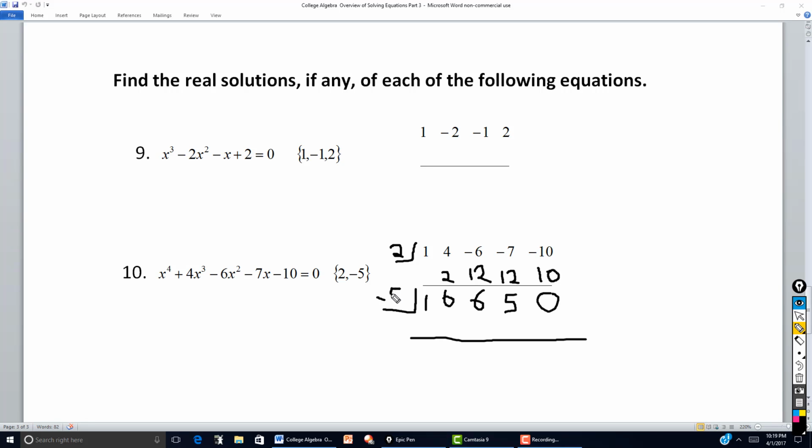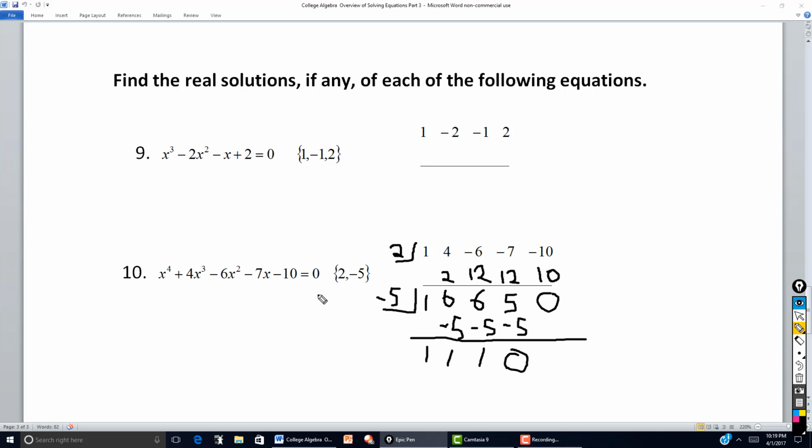Those are the possibilities. Okay, so then I go 1 down here. -5 times 1 is -5. Okay, then 6 and -5 is +1. -5 times 1 is -5. 6 and -5 is 1. And then -5 times 1 is -5. 5 and -5 is 0. Okay, so -5 is a 0 of the polynomial, which means it's a solution.